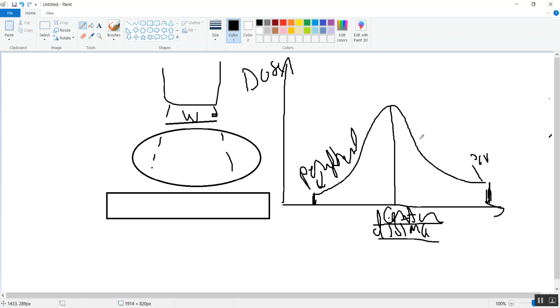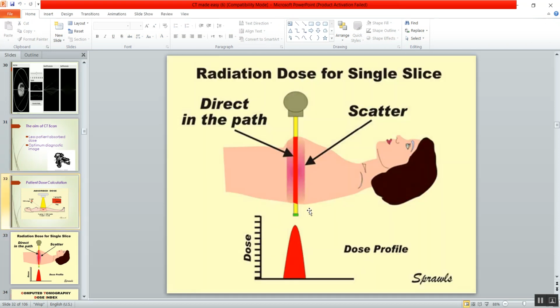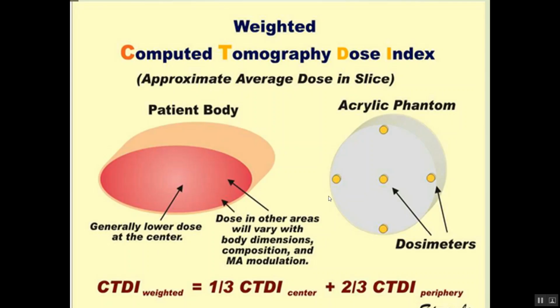So now, I want to calculate this dose. If I calculate the summation, the area under the curve, how can I do this? It's easy, using a phantom, like the CT dosimetry phantom we are using here. We will calculate the dose for one slice using this phantom.